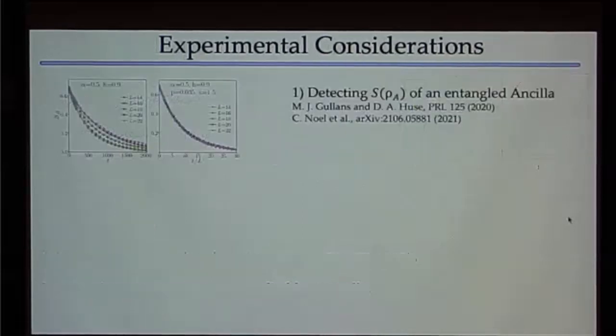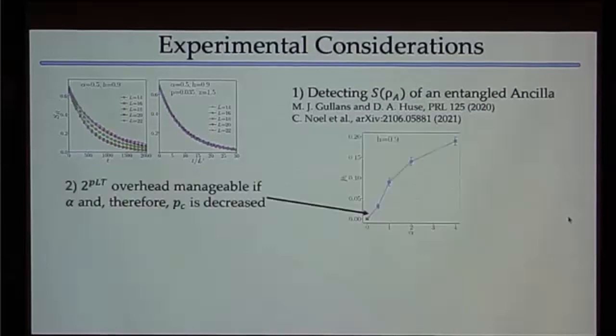Very quickly, the way that we address all these challenges ideally is, first of all, there is this nice paper by Mike Gullans that says that if you have an ancilla and you entangle the ancilla before the protocol, you can measure only the entanglement entropy of the ancilla, which is much less daunting than measuring the entanglement entropy itself. On the other end, this exponential scaling becomes more manageable, especially because we can tune alpha.